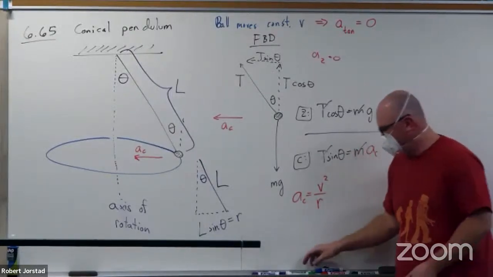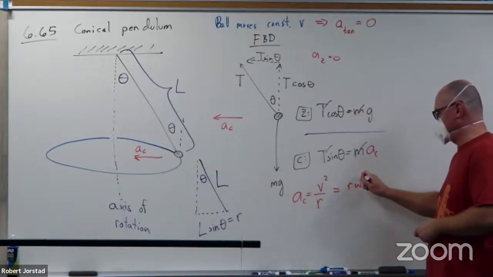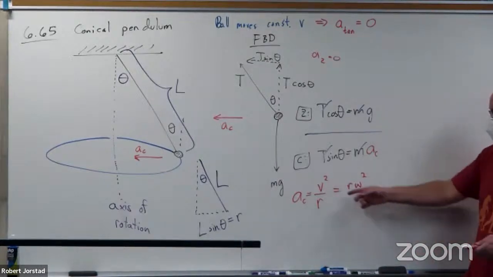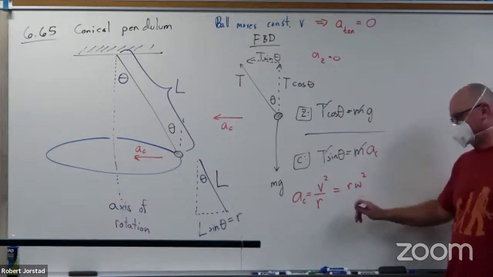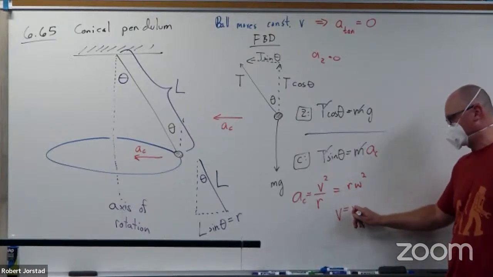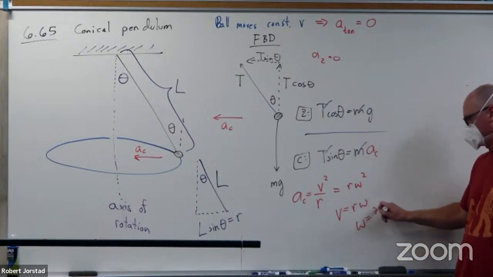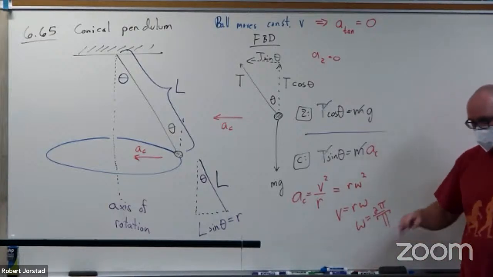And we saw one of the things that's annoying is sometimes it's easier to understand the problem by thinking about V squared over R. Other times it's easier to think about AC equals R omega squared. We know that V is not omega, it's R omega. And we know that omega is 2 pi over the period. And we saw that all of these things sometimes show up. That's good enough for now. We'll do a couple more next time.